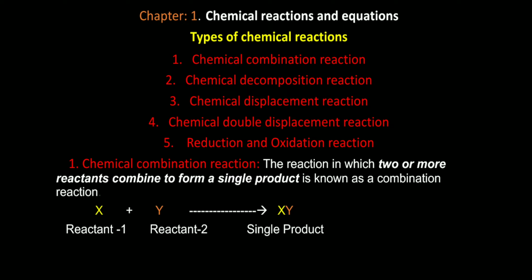Here I have given a general equation, that is X plus Y gives rise to XY. X is the reactant 1 and Y is the reactant 2. When these two are combined, we get the product, that is only a single product. If two or more reactants combine to get a single product, this reaction is called a chemical combination reaction.